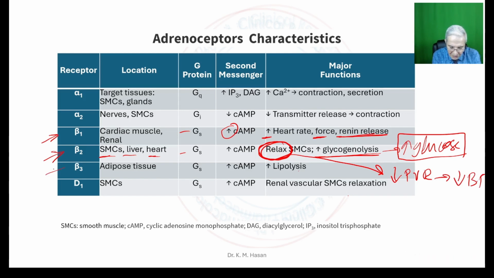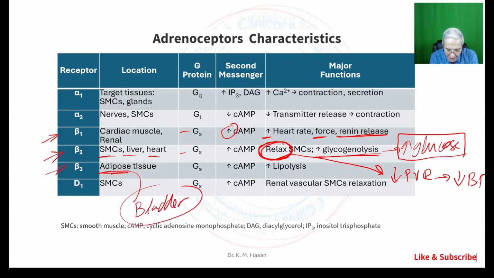Beta 3 receptor, where they found beta 3 receptor available in adipose tissue, and available also in the bladder. So available in the adipose tissue and in the bladder. If you activate the beta 3 receptor, it increases lipolysis. If you activate the beta 3 receptor in the bladder, it leads to longitudinal muscle relaxation.